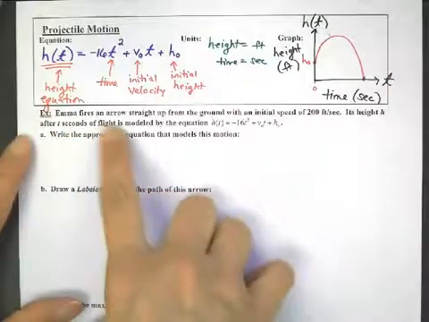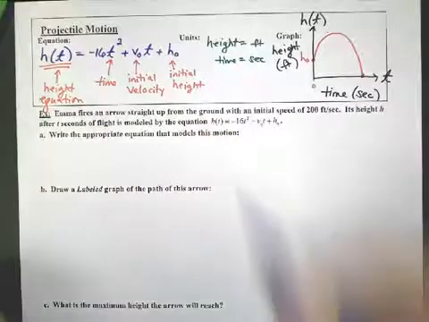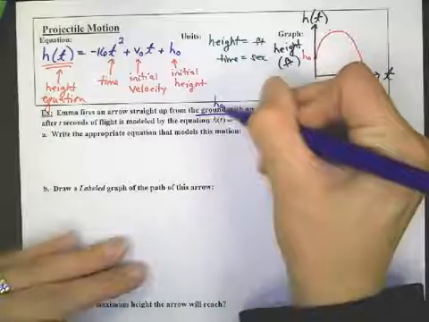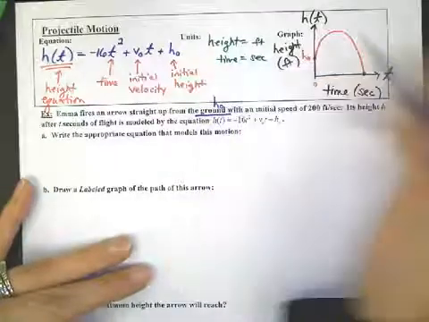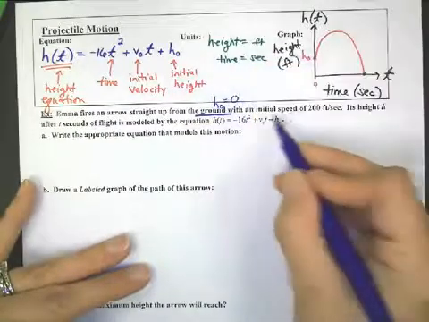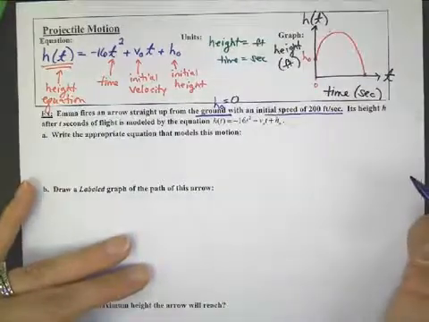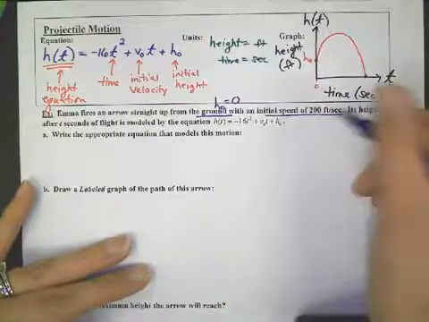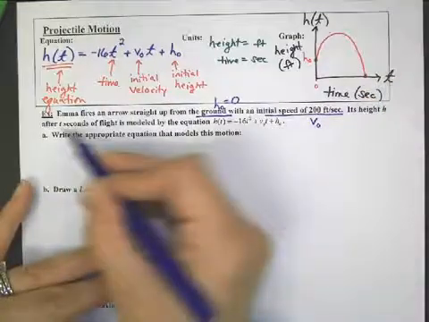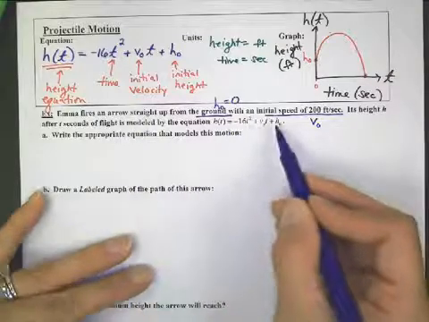Okay, Emma fires an arrow straight up from the ground. Okay, straight up from the ground. So her h naught, where is she starting? She's starting on the ground. Her h naught is going to be 0. The initial speed is 200 feet per second. What does that sound like? That's the initial velocity. Its height, after t seconds, is modeled by that fun equation.